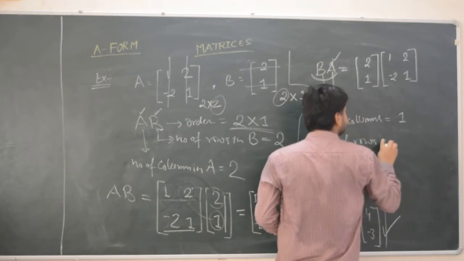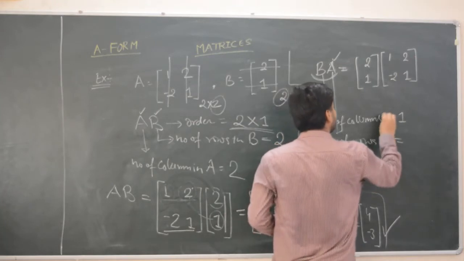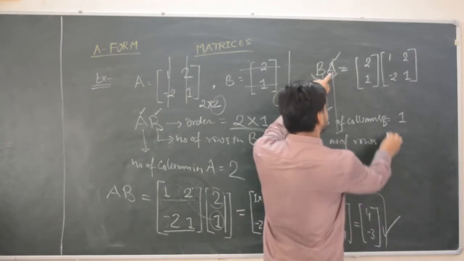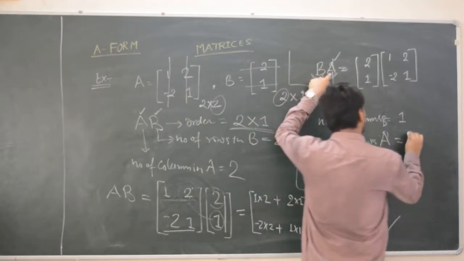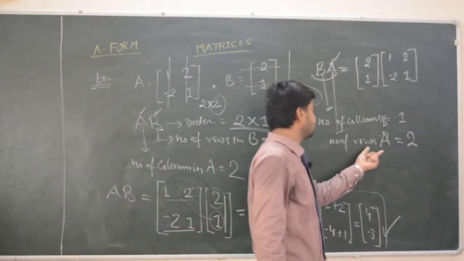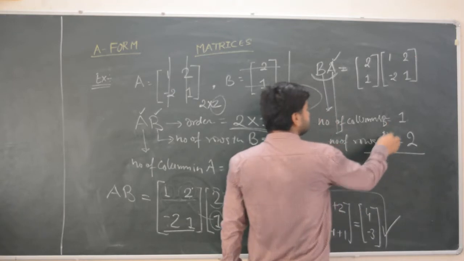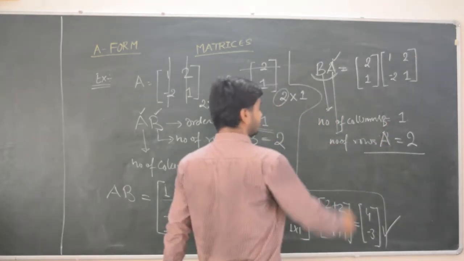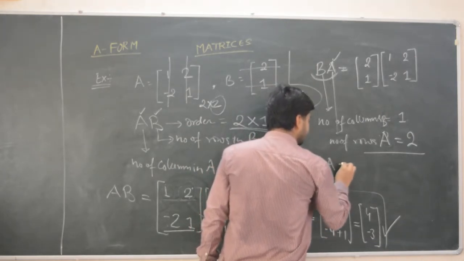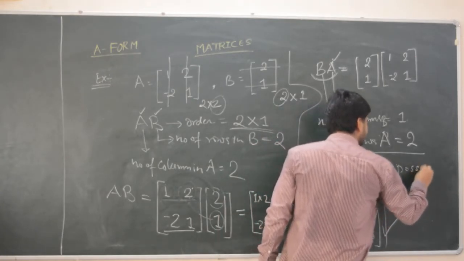the number of columns in B is 1, because in the first matrix this is B. So the number of rows in the second matrix, that is A, is 2. Okay, so the number of columns in B is not equal to the number of rows in A; here it is 1, and here it is 2. So if these two quantities are not equal, then we cannot multiply B with A. That is, BA, multiplication of B with A, is not possible.